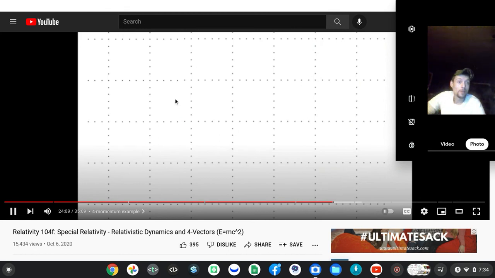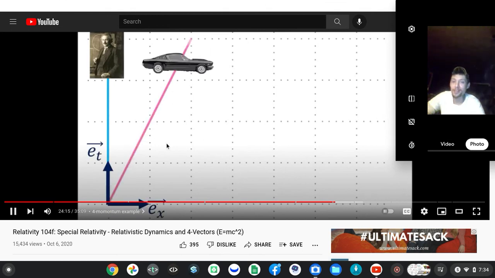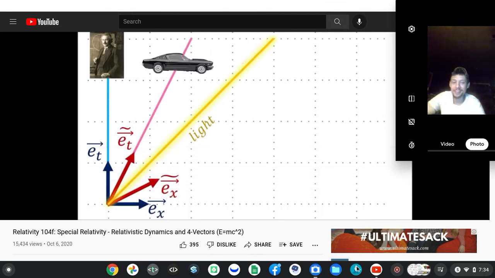Let's take a look at how the 4 momentum vector is invariant by looking at our example with a stationary observer and the moving car. We already know the 4 momentum.